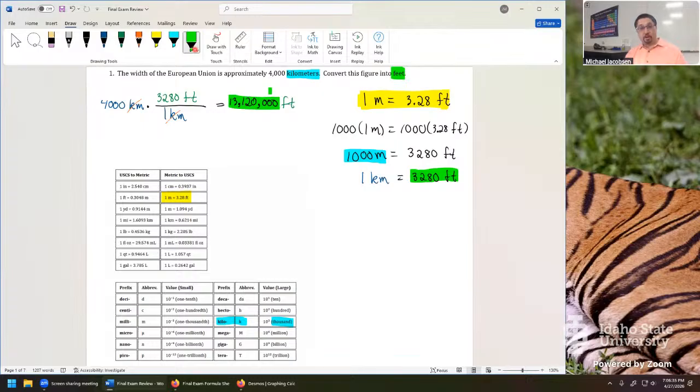So that's the width of the European Union from the westmost point somewhere in Portugal, I'm assuming, to the eastmost point. Not very good at geography, but somewhere around Poland, I'm assuming. That's the width in terms of feet.